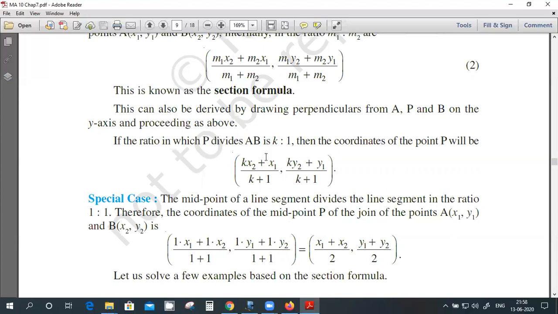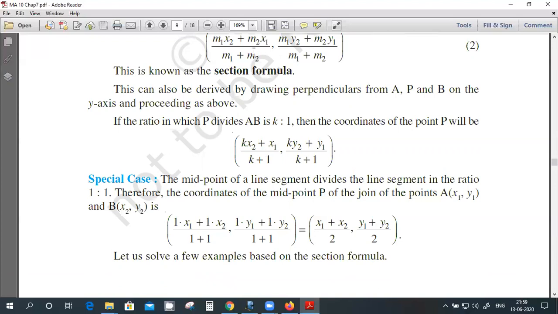Suppose it is a midpoint, then m1 and m2 are equal, right? So that is 1:1. If it is a midpoint, then the ratio will be 1:1. Then you will get this thing: x1 plus x2 by 2 and y1 plus y2 by 2.